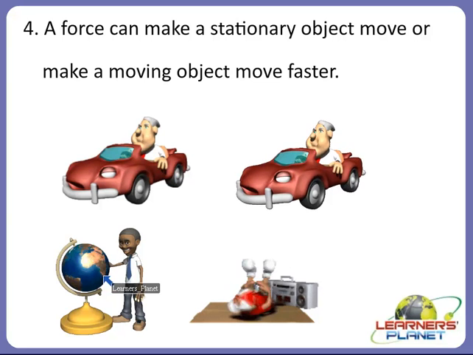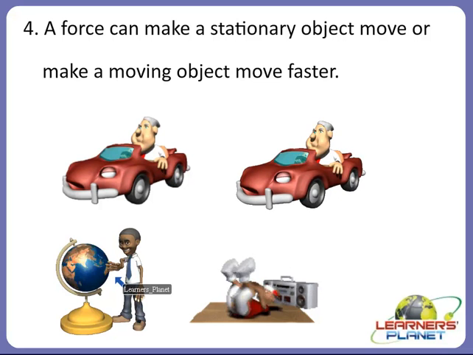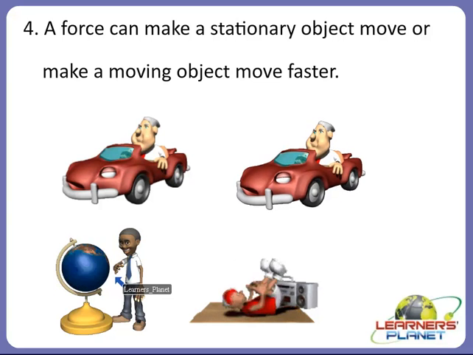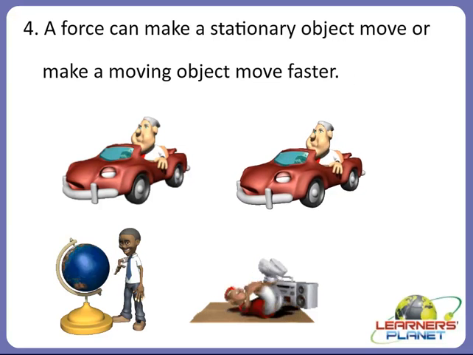right? And finally, when this boy stops spinning the globe, it will come into a stationary mode. That means when a force is not applied, a moving object will come to a stationary mode. And the stationary object can be moved faster or it can be slowed down when a force is applied. So this is all about the effects of force.